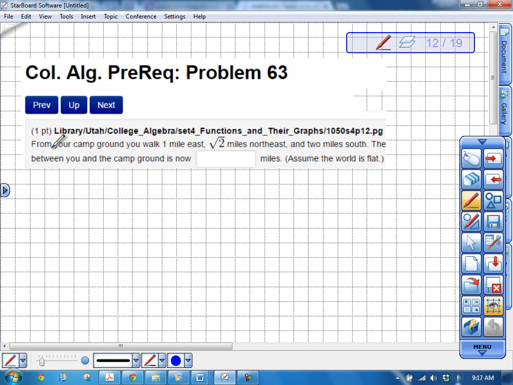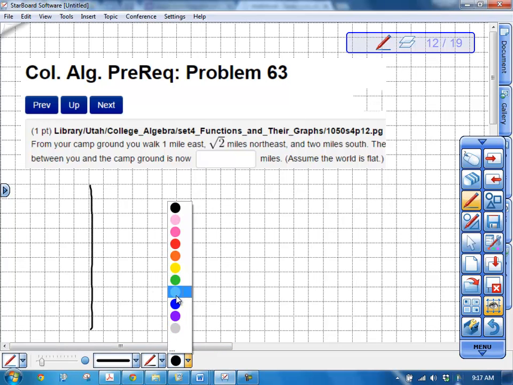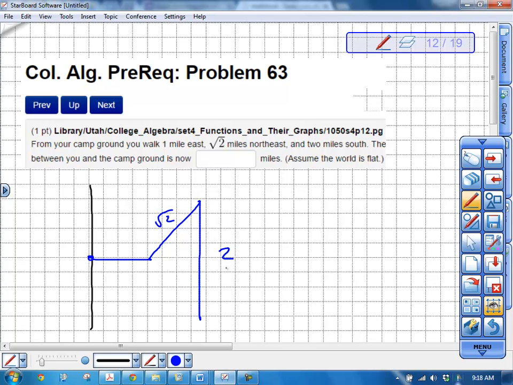The next one says, from your campground, you walk 1 mile east. So here's the starting spot, let's say, right here. We're going to walk 1 mile east, so I'll say that's this far east. Then we're going to walk the square root of 2 miles northeast. And then 2 miles south. The distance between you and the campground, which is what it's looking for right here, is now what?